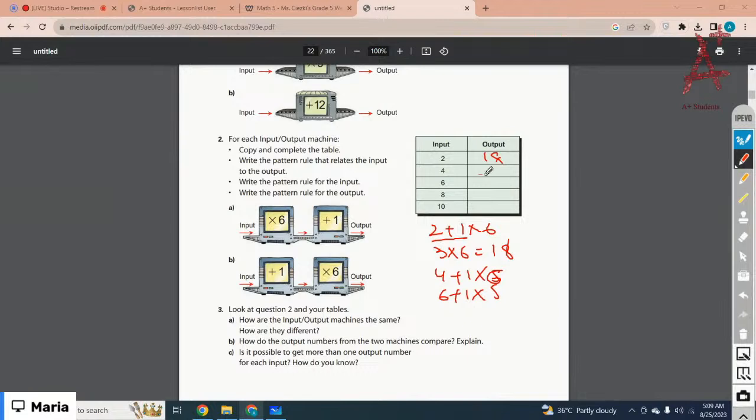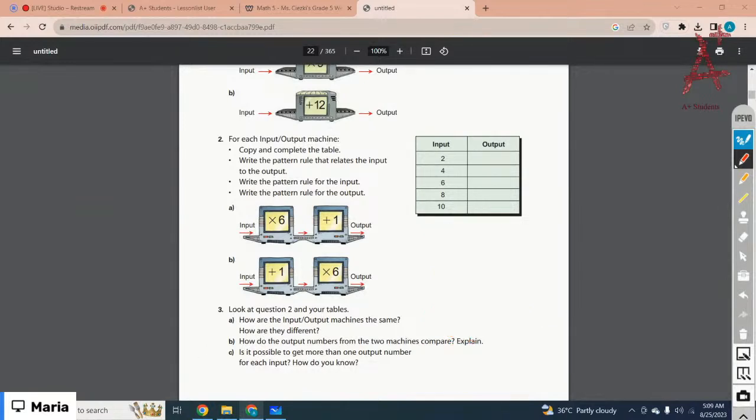6 plus 1, 7. And 7 times 6 is 42. 8 plus 1 is 9 and 9 times 6 is 54. 10 plus 1 is 11 and 11 times 6 is 66. So the pattern rule is, every time you have to add 1, n plus 1, and you have to multiply by 6, right? It would be 6 times n plus 1, right? That is the pattern rule for machine B, right?